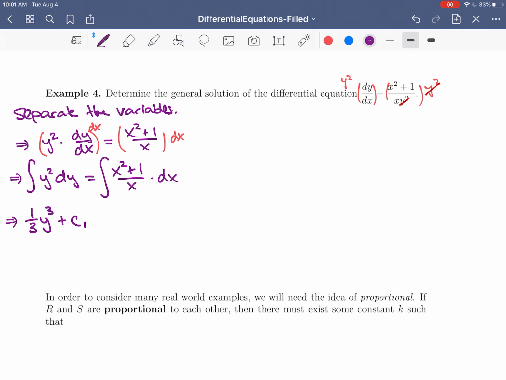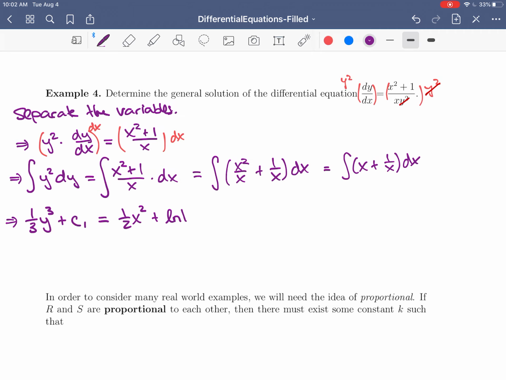But on the other side, I can't integrate right away. I'm just going to simplify it a bit. So you might think that you want to use substitution here, but we can actually simplify, and we can write this as two fractions added together. Okay, so this is actually the integral of x squared over x plus 1 over x dx. And x squared over x is just x. So I get the integral of x plus 1 over x dx. Now I can integrate this. So this is going to be equal to 1/2 x squared plus the integral of 1 over x is ln absolute value x. And then I have some other constant c2.